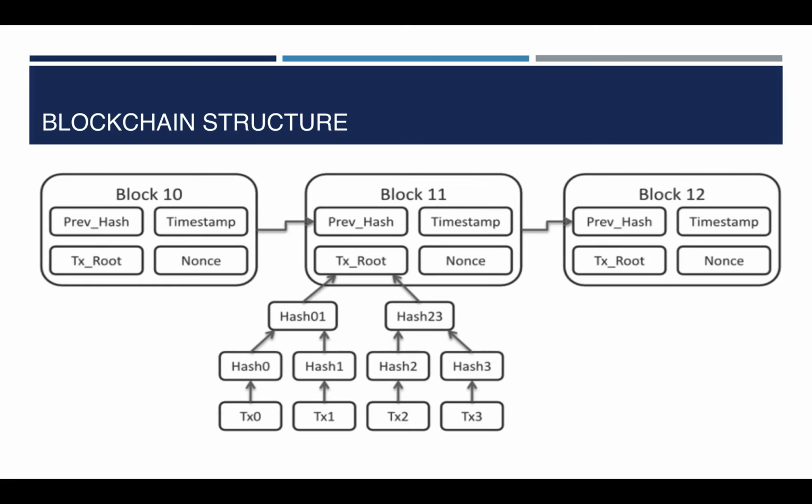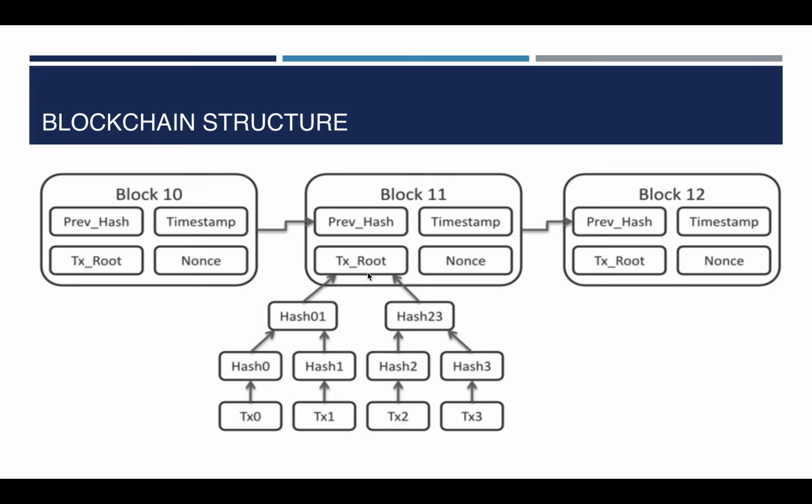In this slide, you can see how blocks are stored in the blockchain. These are considered as blocks, which are uniquely numbered: block 10, block 11, block 12, and the chain continues. Every block contains different fields: previous hash, timestamp, transaction root, nonce. These are the different fields that are present in a block. One interesting field is the transaction root, which is also called the Merkle hash root. Now let us see what Merkle root is.